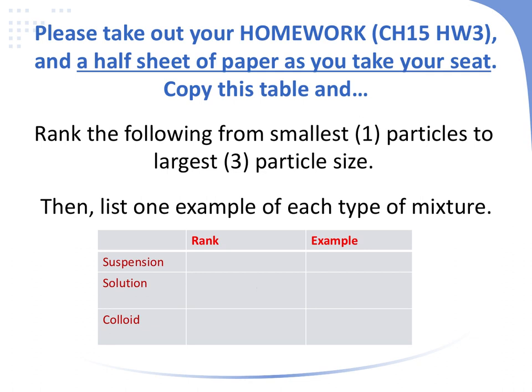Make sure you write your name on it, but make this chart and rank from 1 to 3, from smallest to largest, what each of those are: the suspension, solution, and colloids. And then I want you to write an example on the right-hand side, just one example of each one. Do this real quick and then turn it into the box. You can just press pause right now while you get this done, and as soon as you're finished, you can restart.